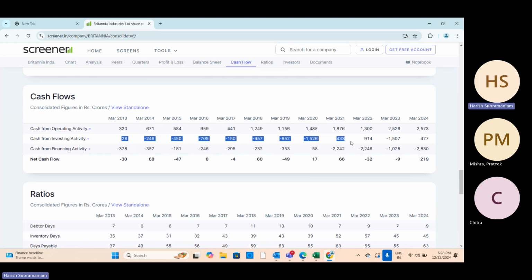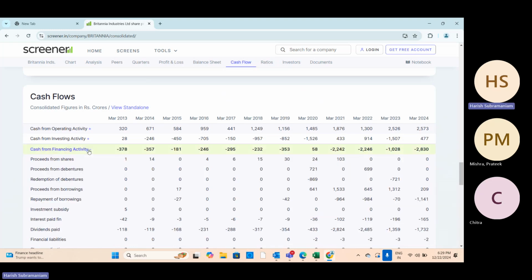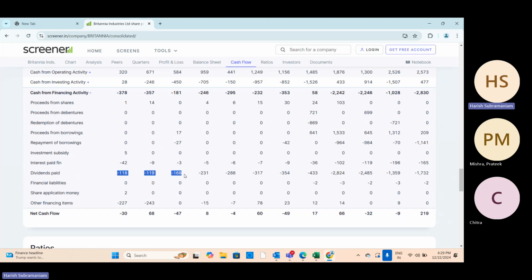See, it will typically be negative a lot of the time, because as the company is expanding, the company typically ends up making investments. And what you'll find is that the negative values are much higher than the positive values. Cash from financing activity, in Britannia's case, of course, they are paying a lot of dividends. So they are basically showing it as negative.